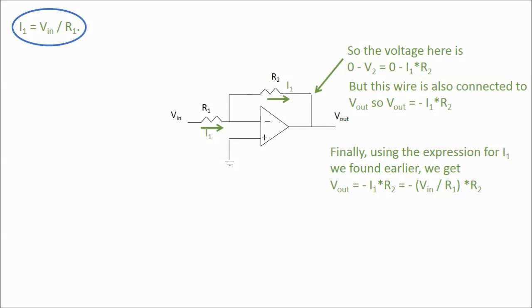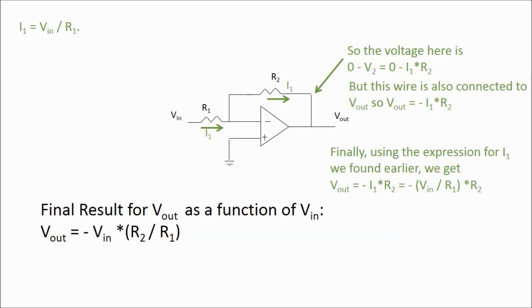So that's what we set out to accomplish. We were trying to find V out as a function of V in, and applying the rules for ideal op-amps and Ohm's law, we've done that. We get the final result is that the output voltage is equal to minus the input voltage times the ratio of R2 to R1.